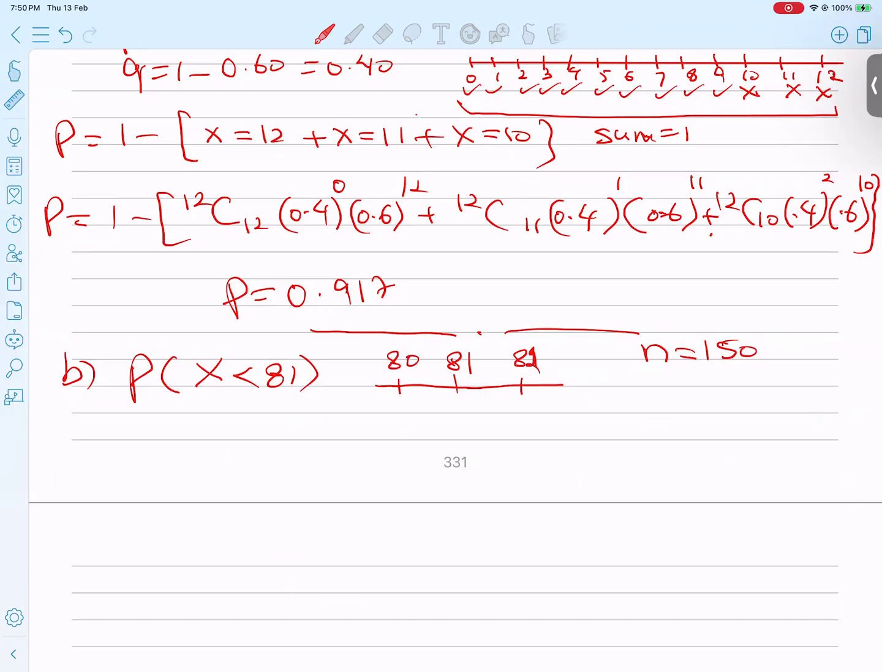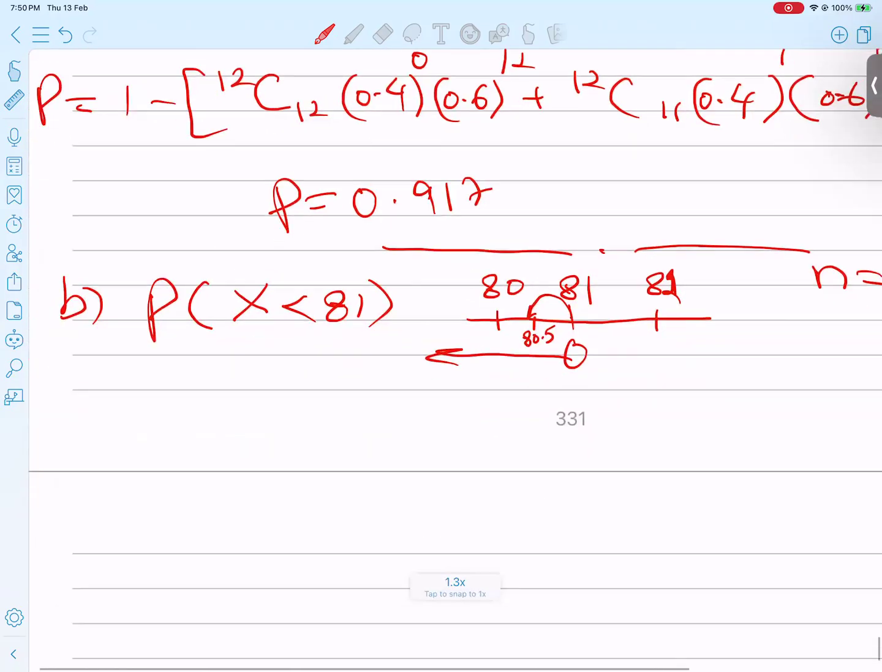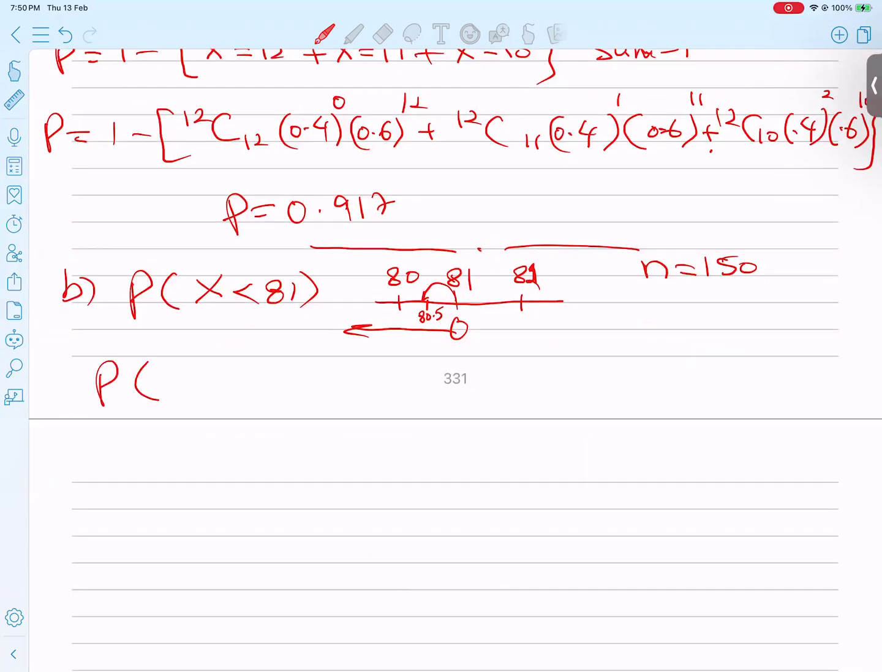So what is the less than? Less than means this value, so follow it. Follow means a 0.5 jump. So this is 80.5. And how to write it now? After continuity correction, less than 80.5. I believe this point is very clear. Less than 80.5. Okay, so this is called continuity correction.